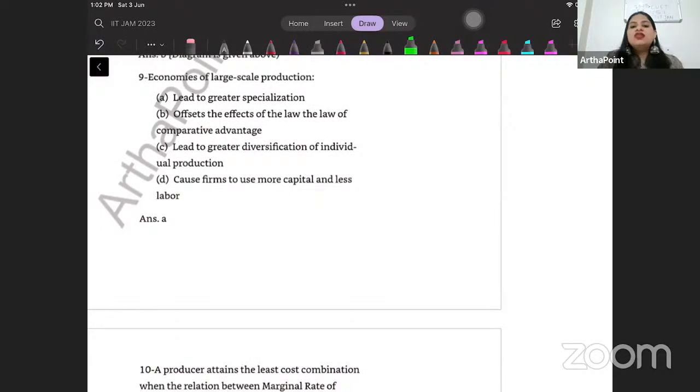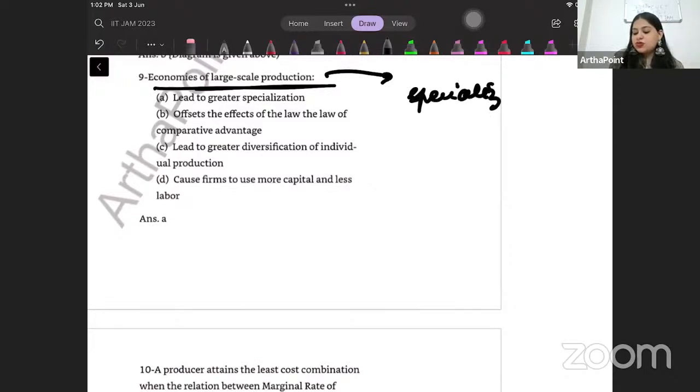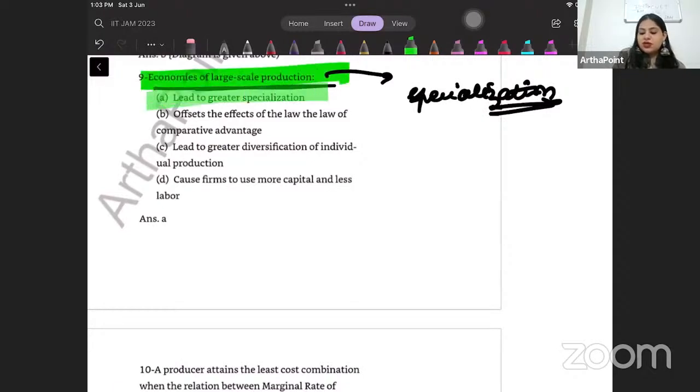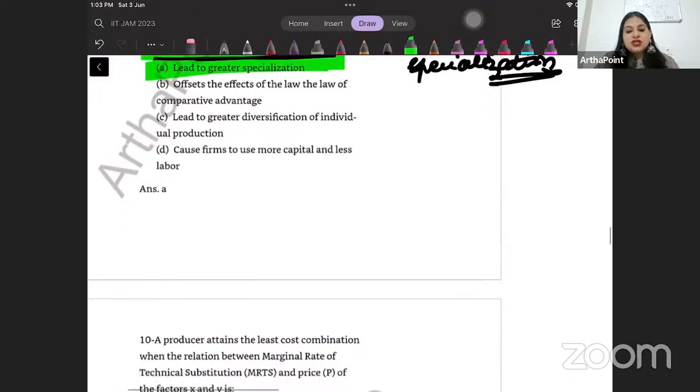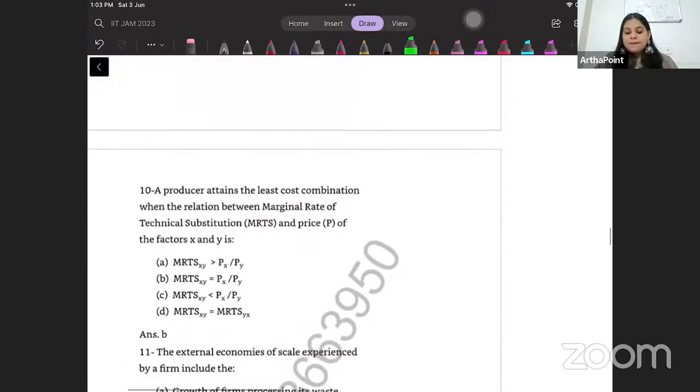Economies of large scale production. Whenever you will have economies of production, beta, it brings more specialization. So always remember that large scale production is always related to specialization. So answer to this question will be A, greater specialization. Come to the next question, beta.